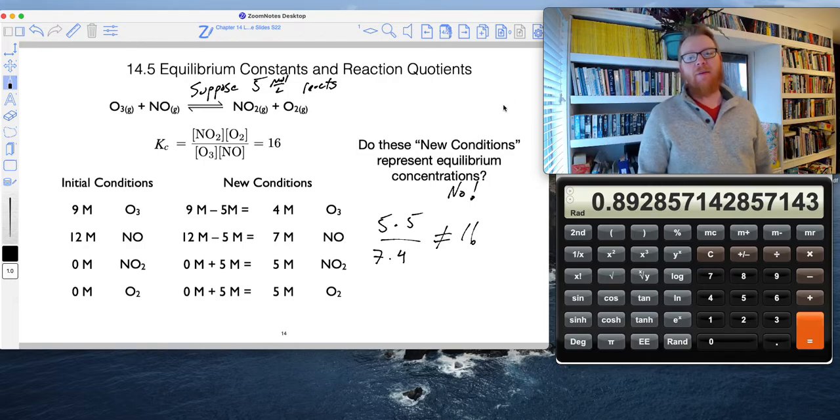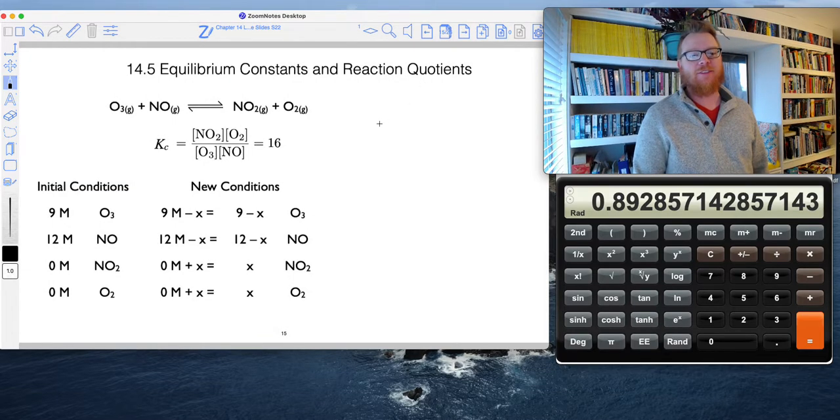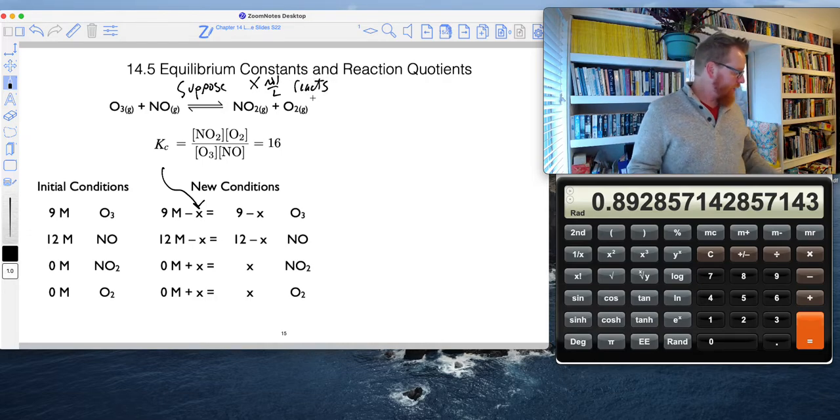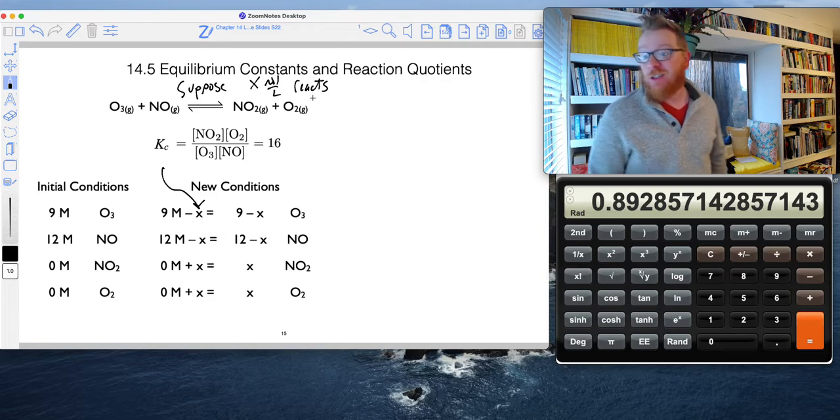Well, as you might imagine, when we have some unknown quantity that we need to solve for, we use X. So now what we're going to say instead is suppose X mole per liter reacts. Now we need to figure out the value of X, so we can figure out just how much reacts.